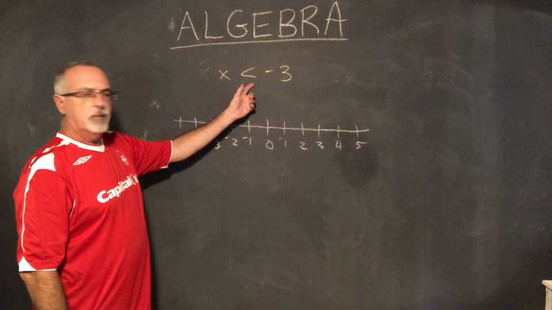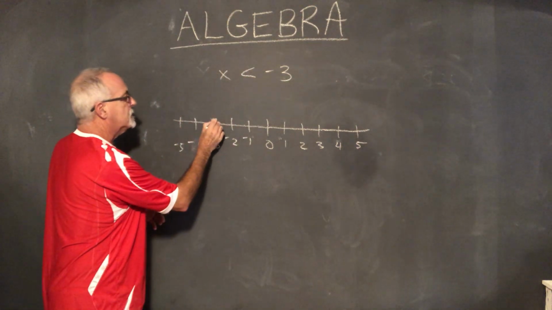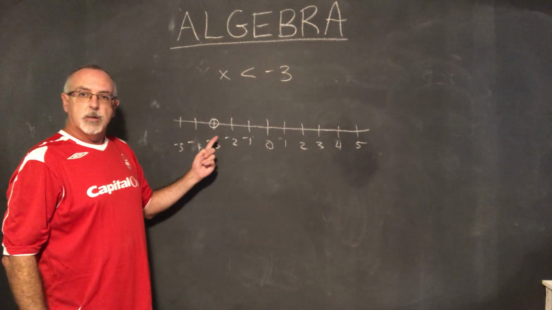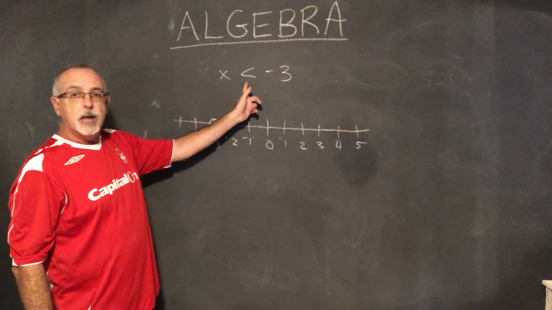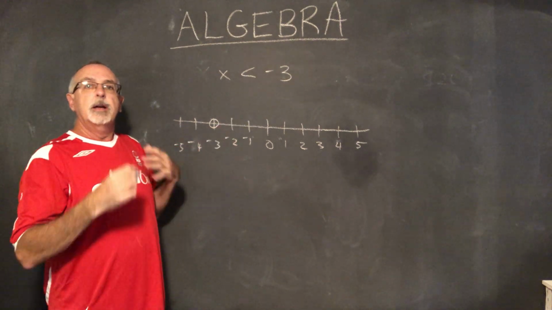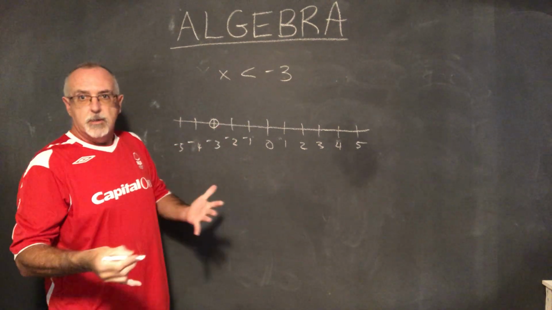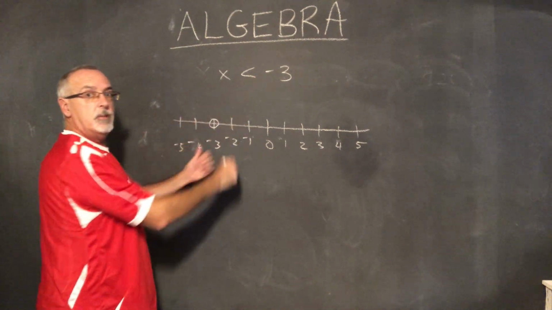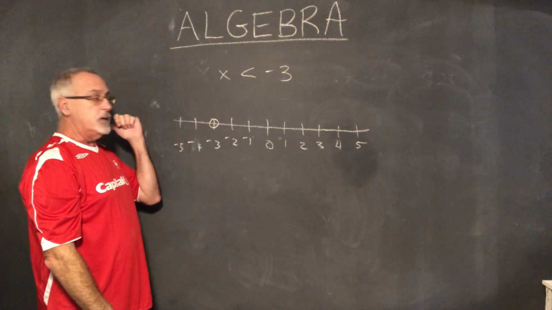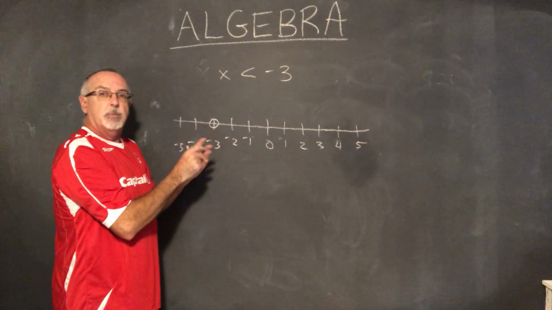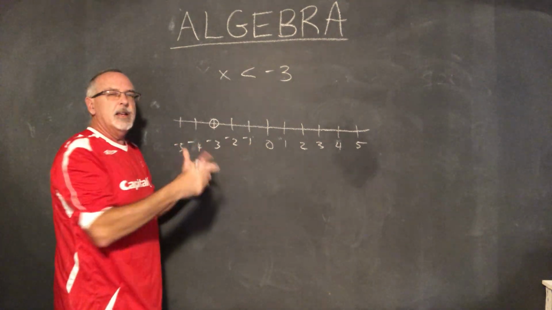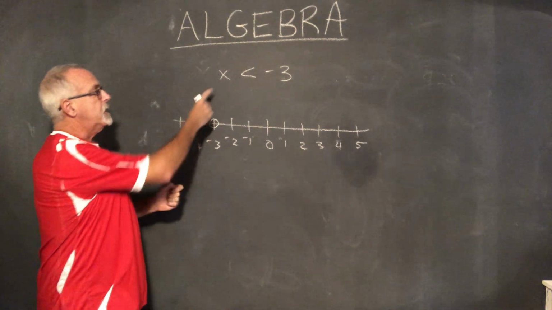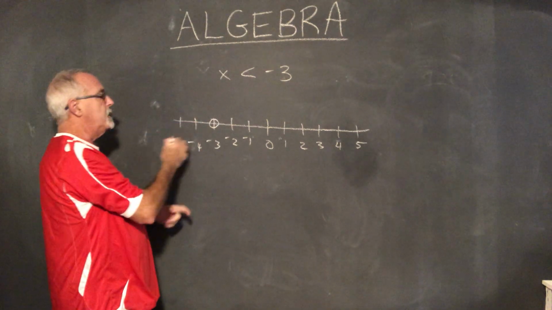Less than -3, we have to put a circle on -3. Is it going to be a closed circle or an open circle? This is less than. It's not less than or equal to. The number equal to -3 doesn't count, so it's an open circle. Less than -3 means this direction. So we're not looking for smaller looking numbers like 2 and 1 that seem like they're less than -3. No, we're looking at integers that are less than -3, and that means we're going in this direction.